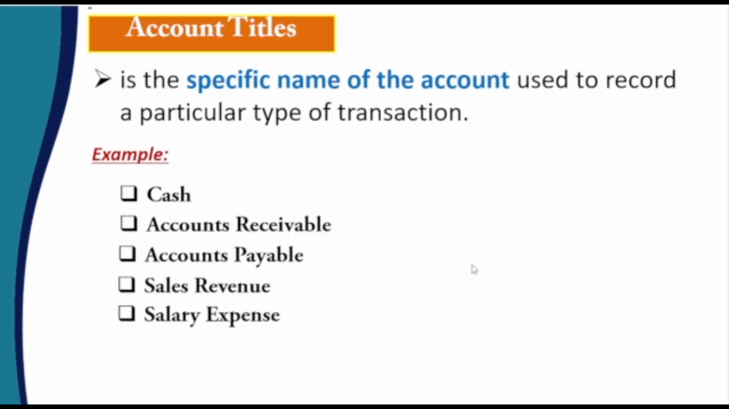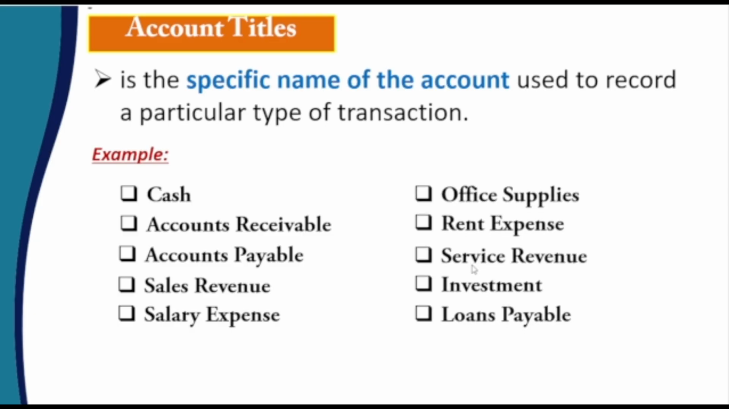Cash, where does it belong? It belongs to assets. Accounts receivable, its major account is also assets. Accounts payable is liabilities. Sales revenue is under revenue. Okay, other examples: we have office supplies, rent expense, service revenue, investment, and loans payable.